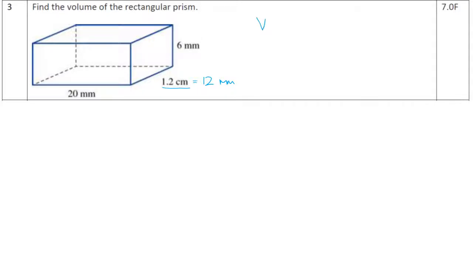Now, if I've done it in millimeters, volume is just length times width times height for a rectangular prism, so I'm just multiplying my numbers together, 20 by 6 by 12, and we end up with 1440. The unit there is the millimeter cubed. There are 1,000 cubic millimeters in 1 cubic centimeter. So if you'd done your answer in centimeters, you should have ended up with 1.44 centimeters cubed. Whoops, I missed my milli up there.